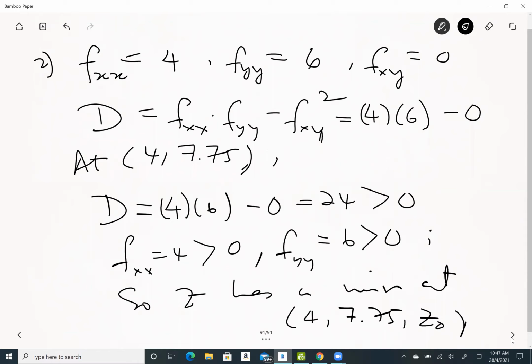Now we're going to look at another example. Example 3 in the book. That example is good because you have more than one critical point. So we need to evaluate the D at each of those.